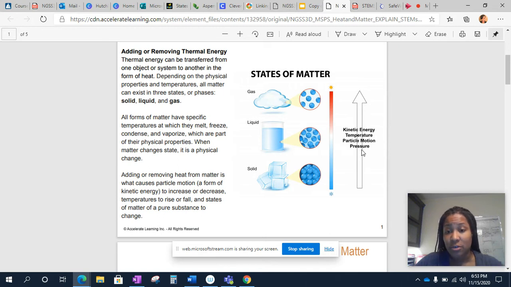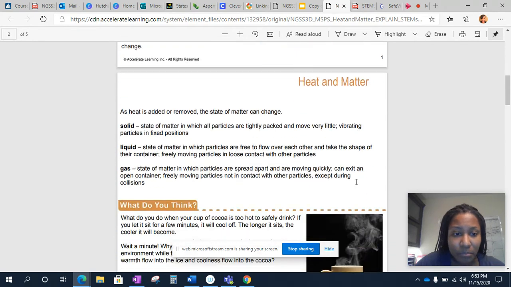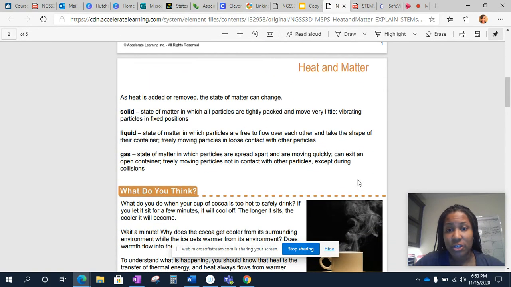It's very dangerous to do that because the content is under high, high pressure. All right. Let's move on to page 2, heat and matter continued. As heat is added or removed, the state of matter can change.